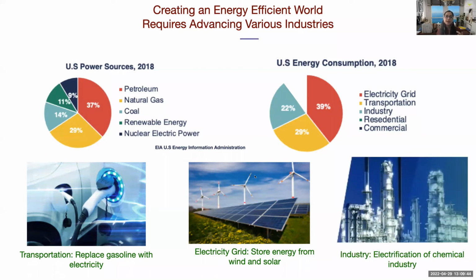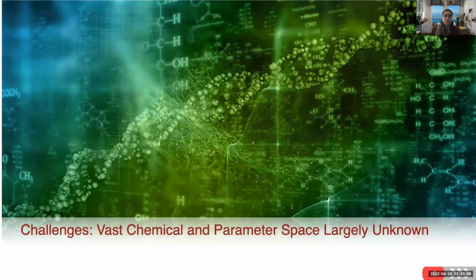And at the same time, if we can integrate the energy generated from wind and solar with chemical manufacturing via large-scale implementation of electrosynthesis, that can lead to electrification of chemical industries. So the work in our lab is basically focused on developing tools and materials to target these three sectors. And when we say we want to design new materials and optimal materials for any given application, the major challenge is that there is a vast chemical and parameter space that needs to be explored and optimized to find optimal materials.